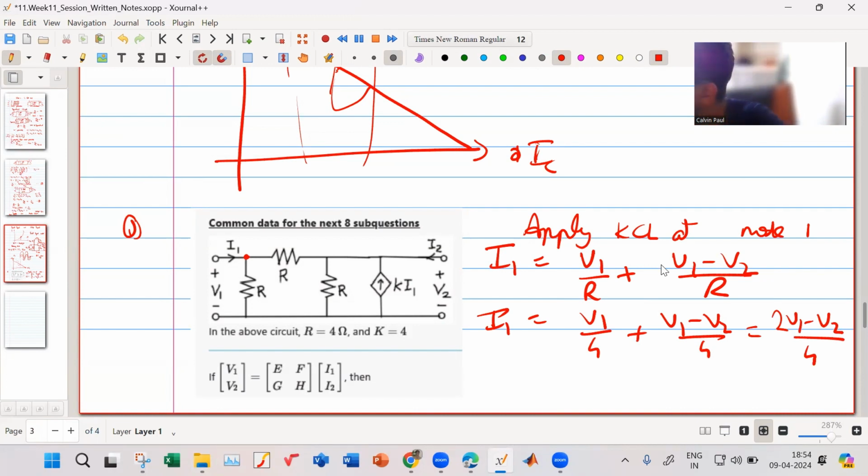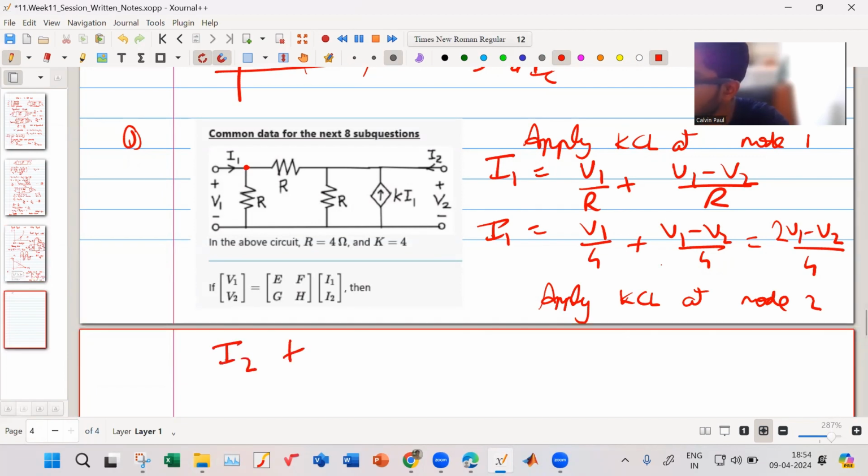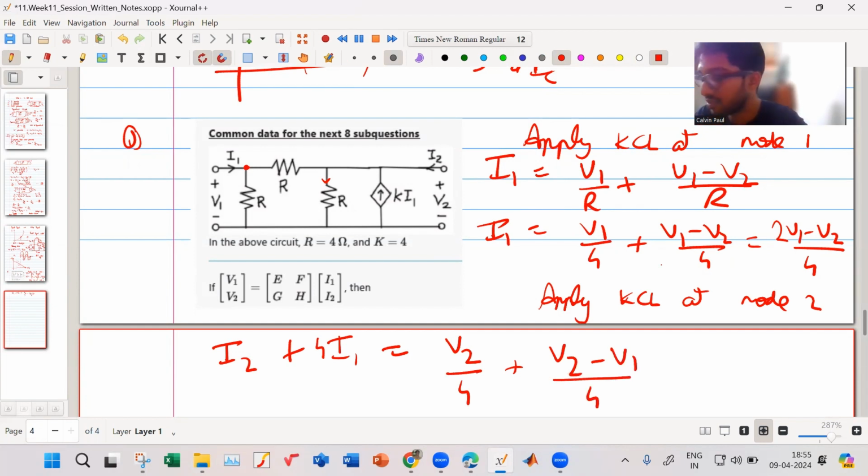Now, let me apply KCL at node 2. What will I get? The current coming in is I2 plus K into I1, that is 4 into I1. This is equal to the current flowing out, that is V2 upon R, that is V2 upon 4, plus V2 minus V1 upon 4.